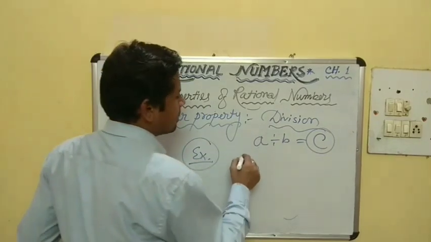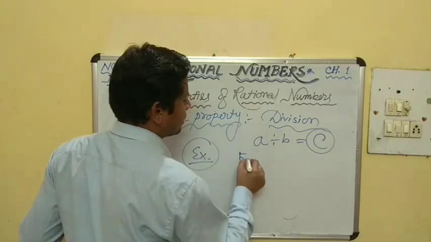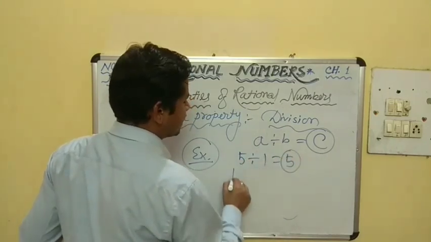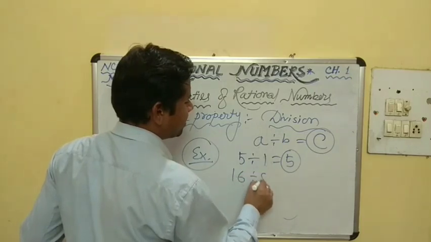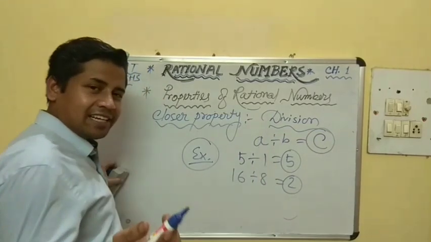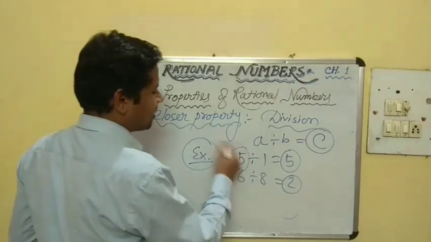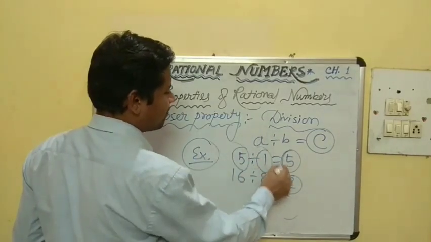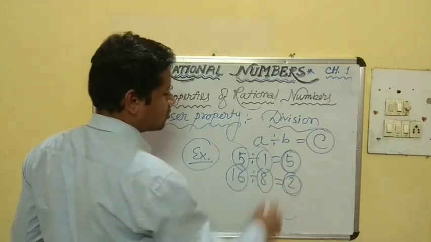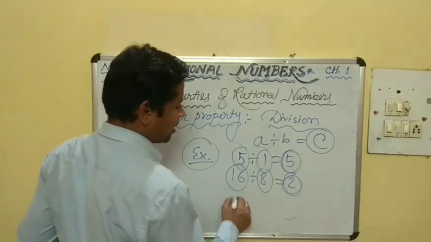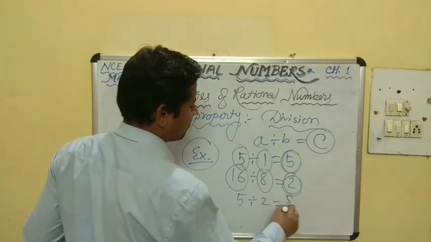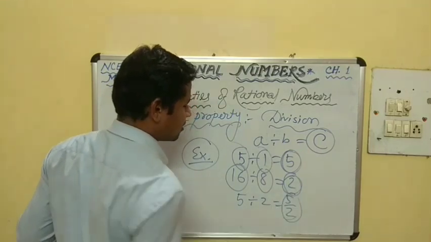Let 5 divided by 1, we will get 5. 16 divided by 8, we will get 2. Clearly you see that 5 is rational, 1 is rational, and 5 is rational. Rational divided by rational equals rational. If you say 5 divided by 2 equals 5 by 2, it is also rational.